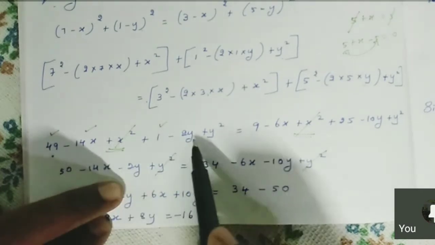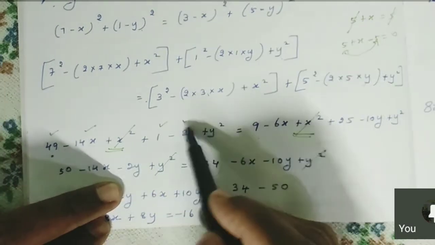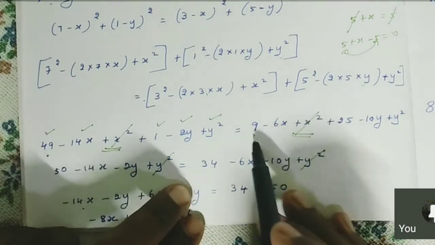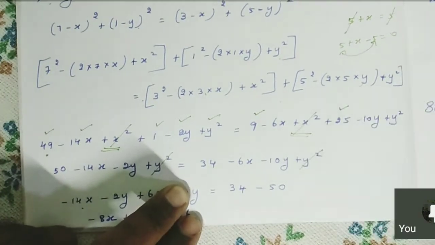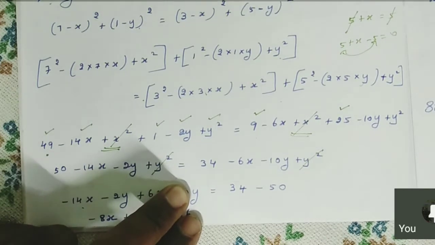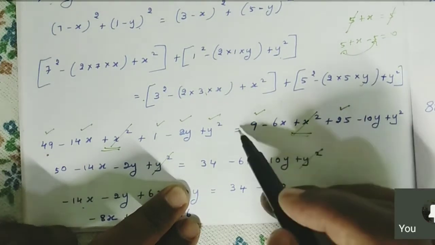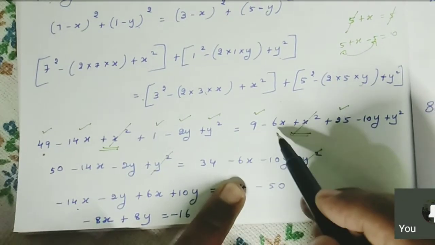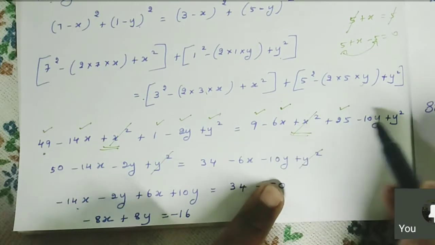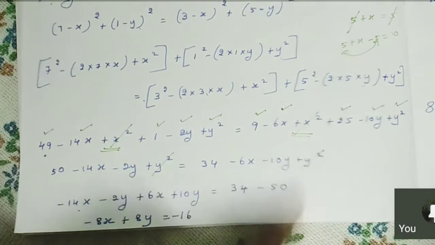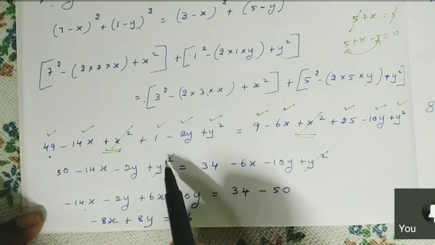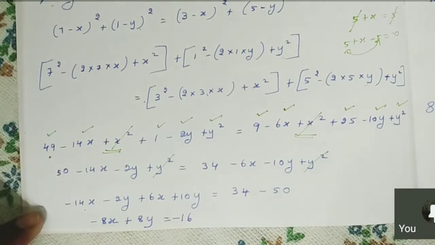Next, any y here? No y. So minus 2y plus y squared equal to, now here 9 and here 25. So 9 plus 25, 34. Next, we can check 6x minus 10y plus y squared. Clear? We almost simplified. Here plus y squared, here plus y squared, same, so we can cancel it. Are you clear?